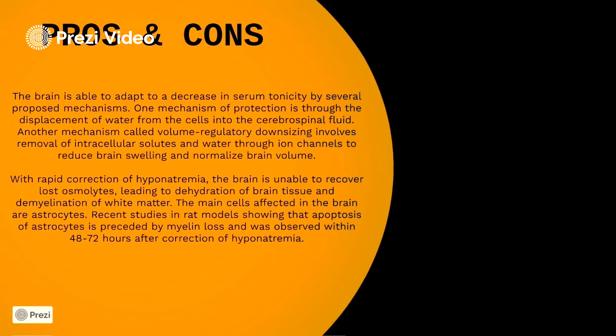Cons. With rapid correction of hyponatremia, the brain cannot immediately recover lost solutes, leading to dehydration of brain cells and demyelination of white matter. The main cells affected in the brain are the astrocytes. Studies in rat models have shown apoptosis of astrocytes, followed by myelin loss, appearing 48 to 62 hours after correction of hyponatremia.